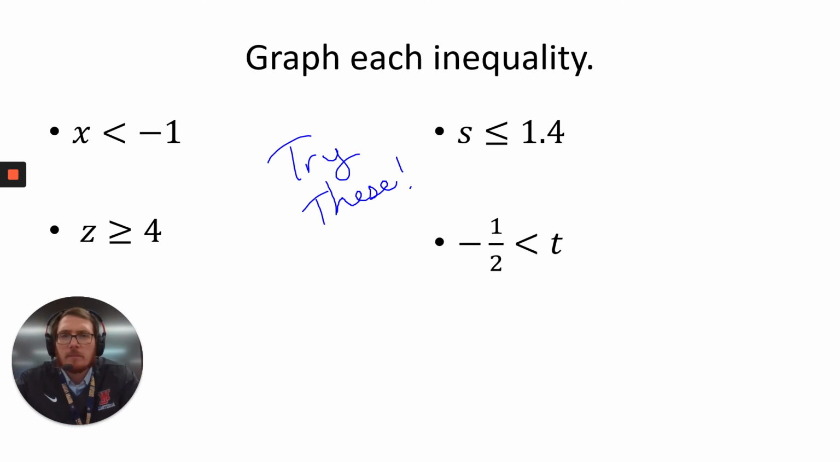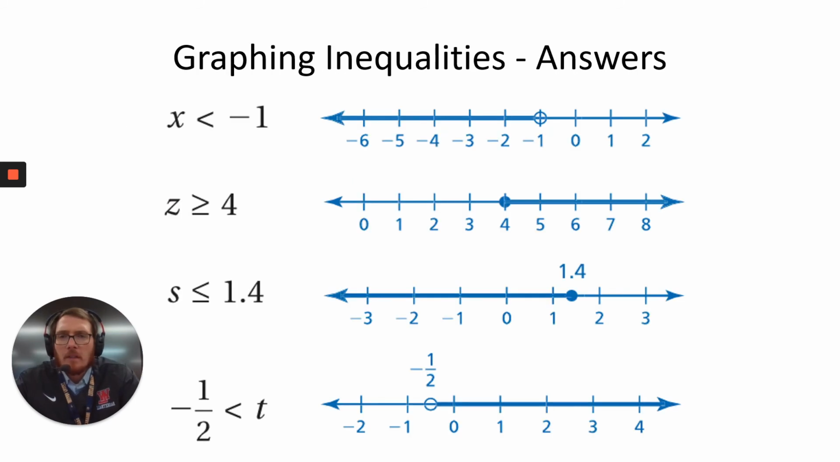Okay, so here are the 4 answers. Things that I would make sure of: open, close circle, which way the arrows go. And then the last one, that's that backward situation. Really, this is a greater than if you flip it around. So t is greater than -1/2. Okay, you want to make sure that you're okay on those scenarios, and any of the graphs that look like this would be great to show.